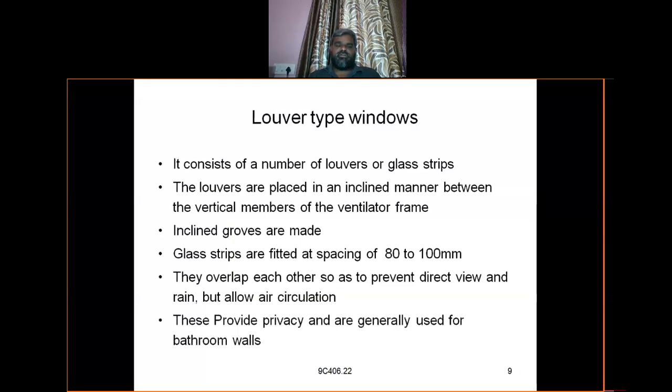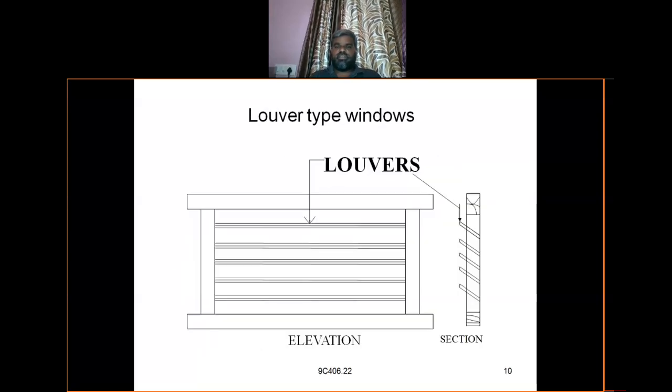These provide privacy and are generally used for bathrooms. Generally, louvers are opened towards the outside to keep rainwater out of the building. Right? These are louvers. See the louvers openings.